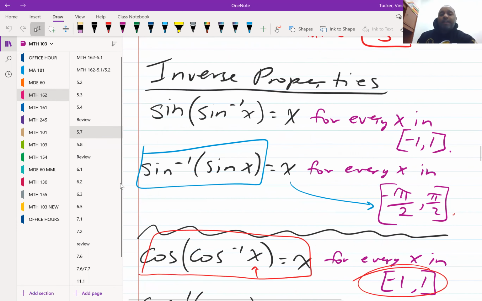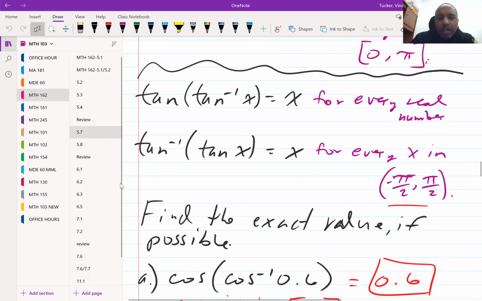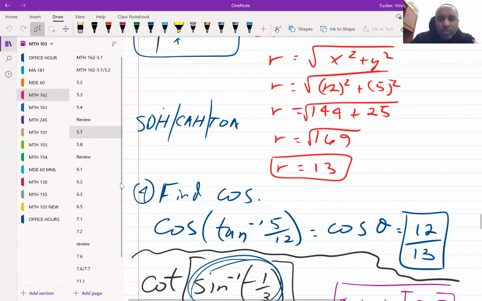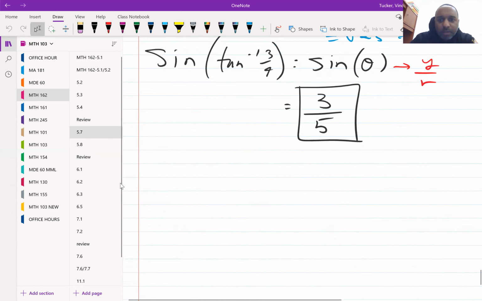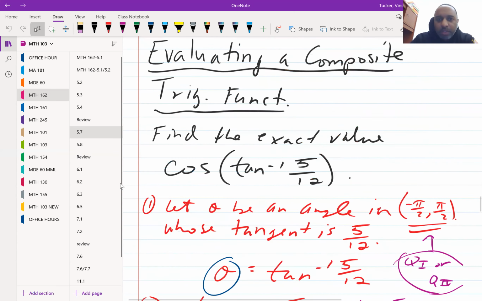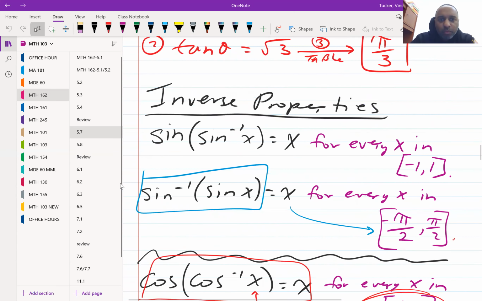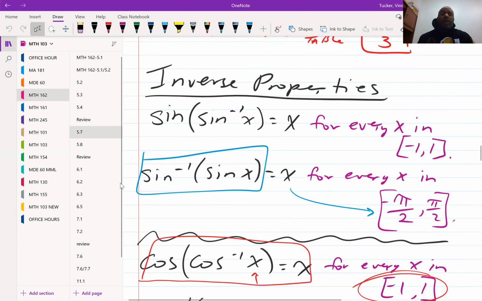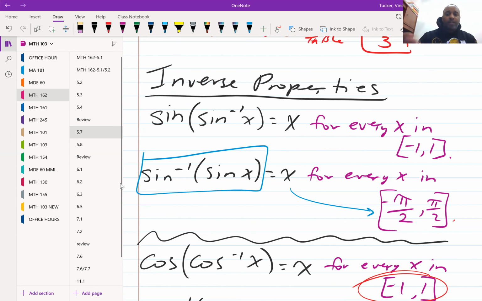All right, so we're right here in 5.7, the last class. I may just do 5.7 and do 5.8 next class, but we'll see. We're looking at inverse properties. Remember last class we were talking about your inverse trig functions: sine inverse, cosine inverse, tan inverse, and how they're used. Now we're looking at the inverse property, actually applying sine to sine inverse and then sine inverse to sine, and how that works for us.